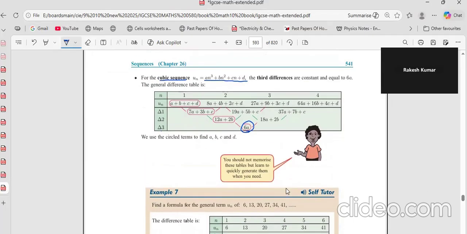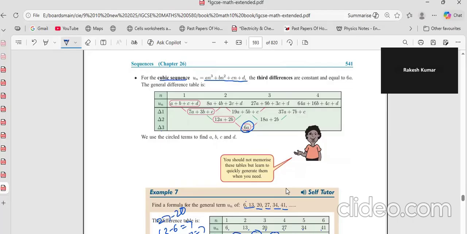He says 6, 13, 20, 27, 34, 41 are given. I find the difference between these terms. 13 minus 6 is 7. 20 minus 13 is 7. 27 minus 20 is 7. So I find that the first difference is constant.